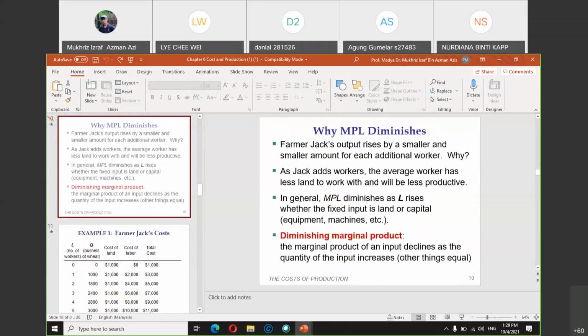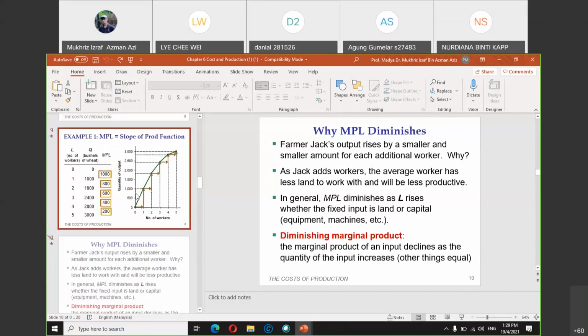So there are several general reasons that you can use to explain why MPL declines, or why marginal product decreases. Here, marginal product of input declines as the quantity of input increases. Marginal product of input declines as quantity of input increases. So input here is the labor.